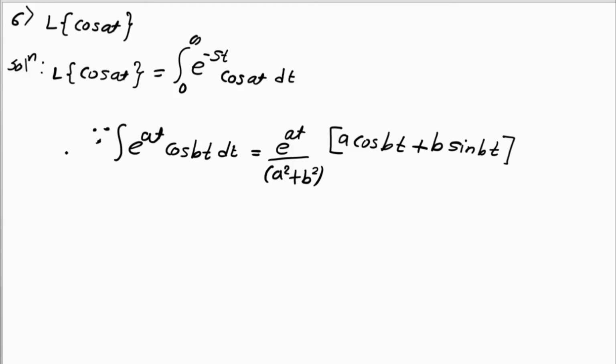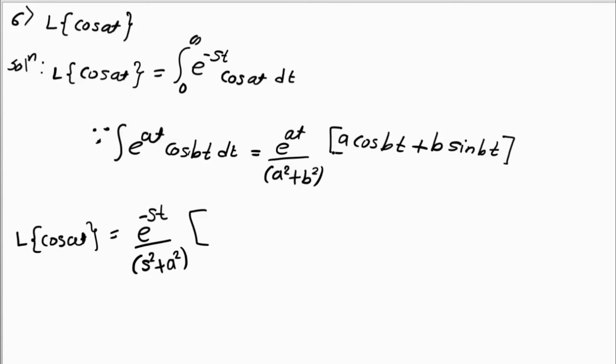So this is a standard formula of integration. Now here apply this formula. So Laplace of cos at is equal to e raised to the power minus st upon s square plus a square. Just you have to compare this term. So s is our a and this b is nothing but our a.